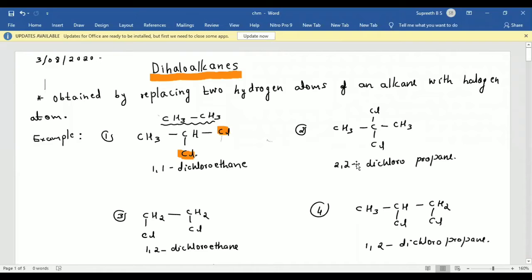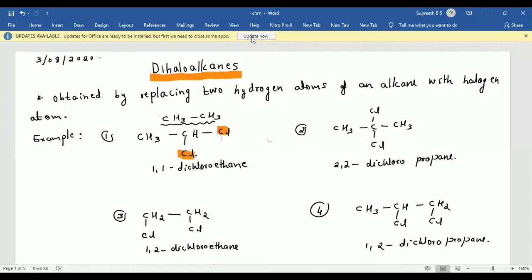Next, the second example, that is 2,2-dichloropropane. The basic molecule is propane, CH3 CH2 CH3. Then we are replacing two hydrogen atoms of one of the carbon atoms, the middle carbon, with two chlorine atoms, so that will give another dihaloalkane, 2,2-dichloropropane. Next, the third example: ethane is the basic molecule, right?